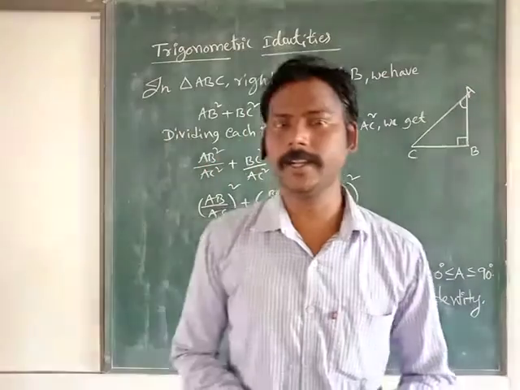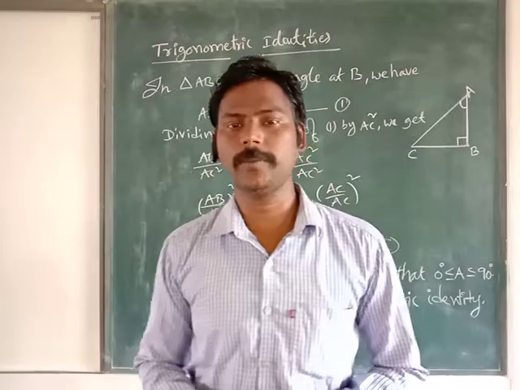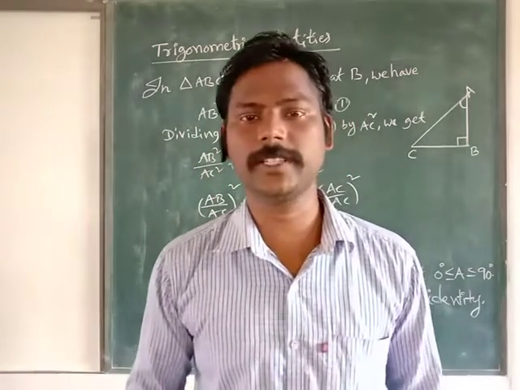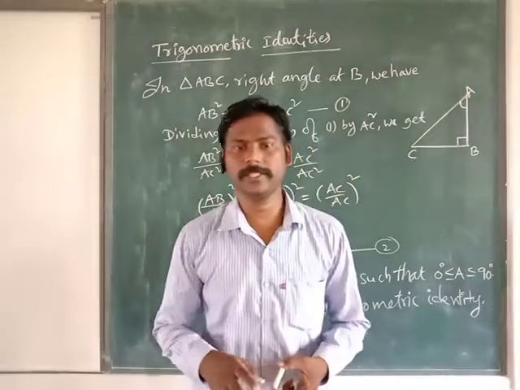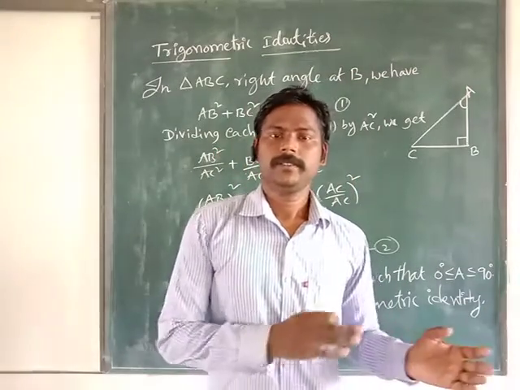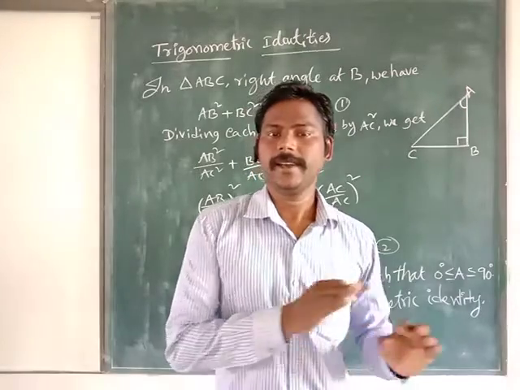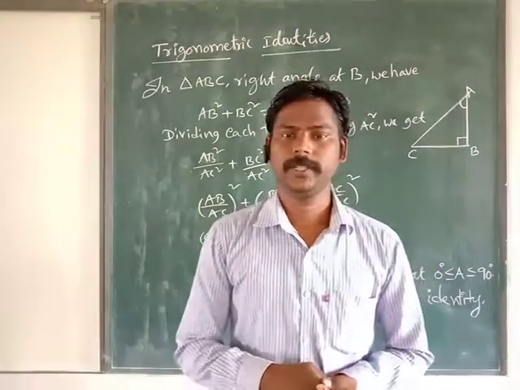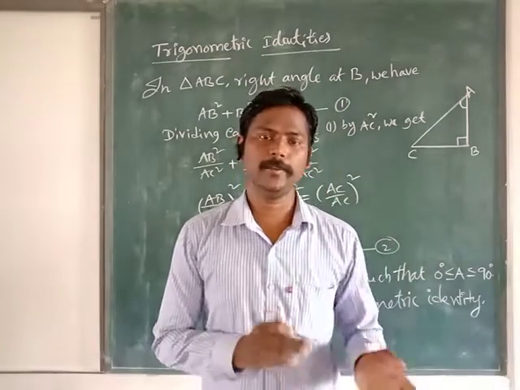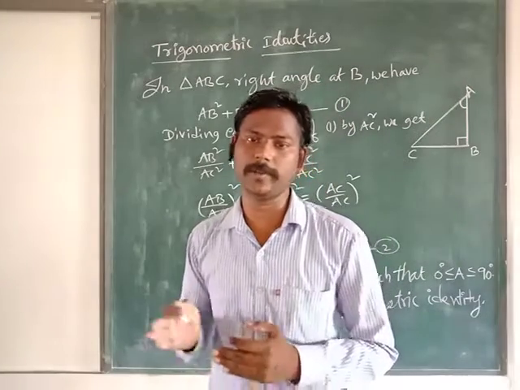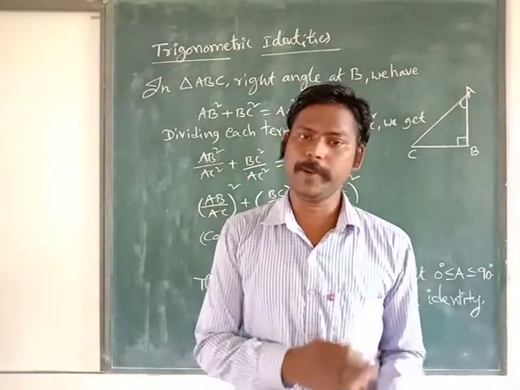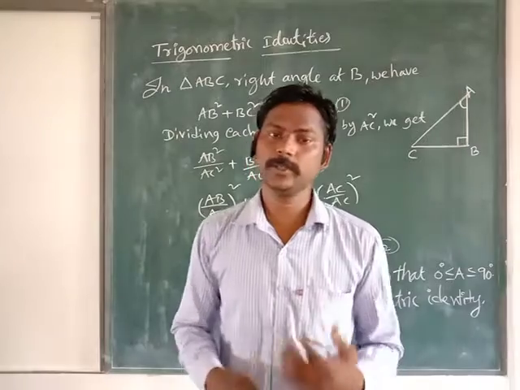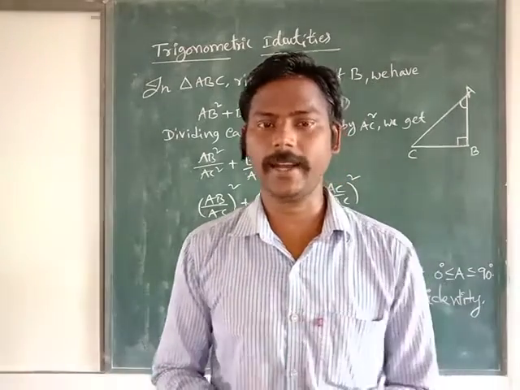So, what are identities? I think all of you know about algebraic identities. (a plus b) whole square is equal to what, children? a square plus b square plus 2ab. So what is the meaning of identity? Left hand side value is equal to right hand side value. That is nothing but an identity. (a plus b) whole square equals a square plus 2ab plus b square, or (a minus b) whole square equals what? a square minus 2ab plus b square. Those are called algebraic identities.